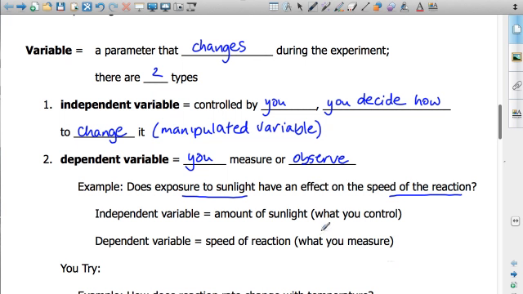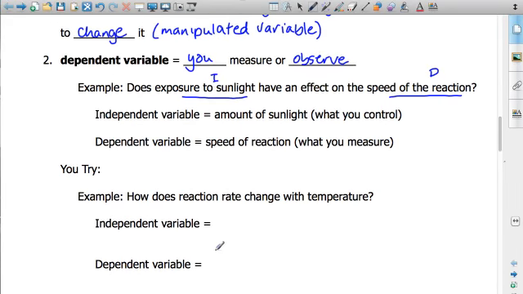Next, to identify the independent variable, you want to look at which one would be easiest for you to change. The actual exposure to sunlight or how fast the reaction's occurring. It's going to be easier to change whether the reaction's exposed to sunlight. So that's the independent variable. Speed of the reaction's what you would just sit back and observe. So that's going to be the dependent variable.